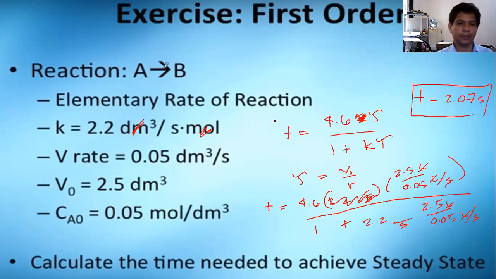In the final exam, just try to remember this equation: t is equal to 4.6 tau all over (1 plus K times tau).